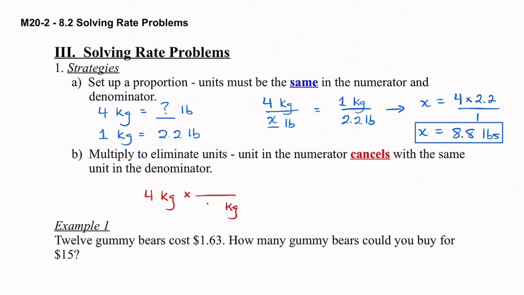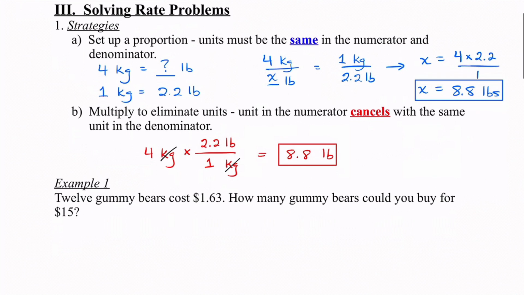And I knew that 1 kilogram was equal to 2.2 pounds, so the 2.2 pounds has to go in the top. Then this kilogram and this kilogram can cancel because one's in the numerator and one's in the denominator. What I'm going to get out of this is 4 times 2.2, and my units are the only thing that didn't cancel, so it's going to be pounds. 4 times 2.2 is 8.8, and my units were pounds. So you can see that whichever way we do it, we get the same answer. If you're really good at setting up proportions, just use proportions to solve questions. If you're good at using the elimination or multiply method, use that one instead.